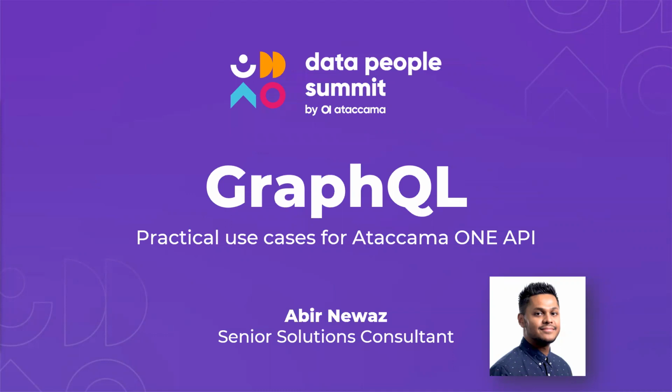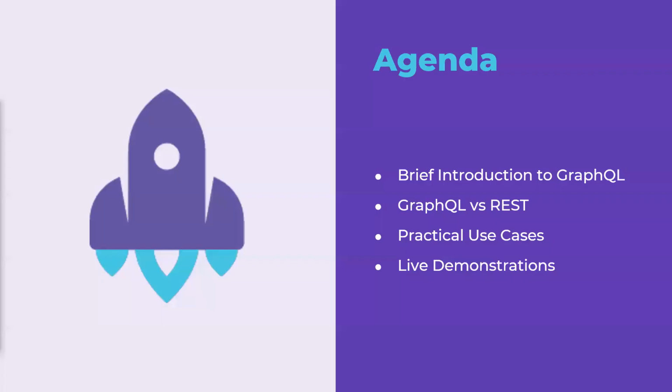Today, I will be presenting to you about GraphQL and how it can be used when working with Ataccama ONE API. We will start off with a very brief introduction to GraphQL. Then, we will compare GraphQL with REST API to see and understand the differences. Then I will show you some key concepts of GraphQL and how it is constructed. Then I will talk about some practical and common use cases and give you a live demonstration of how we can use GraphQL to achieve these use cases.